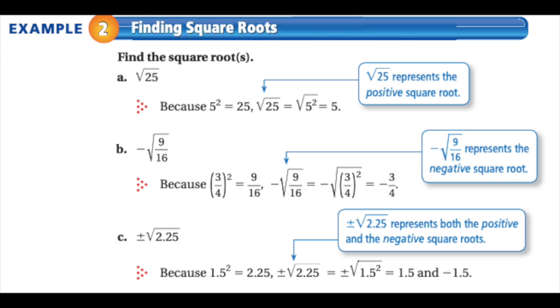Lastly, we have a plus or minus sign out in front of the radicand. So we have plus or minus the square root of 2.25. 2.25, if you ignore the decimal point, is 225. The square root of 225 is 15. So then we can put the decimal point in to get 1.5. And so we have a final answer of plus or minus 1.5.